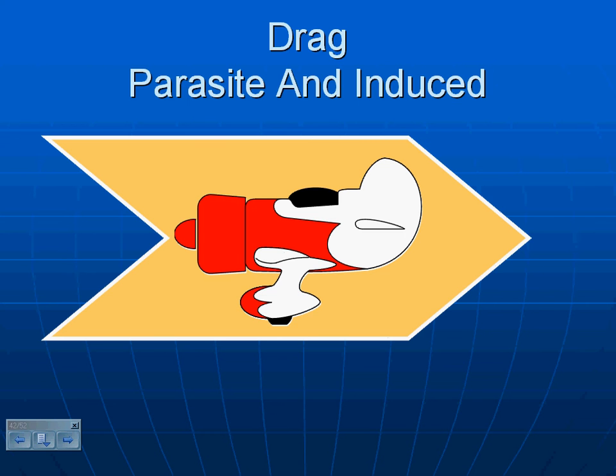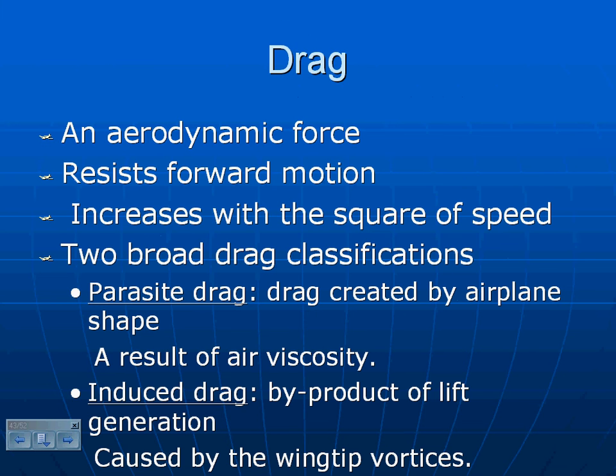Now there's two types of drag we're going to get into: parasite and induced drag. Drag is an aerodynamic force that resists forward motion and increases with the square of the speed. Two broad drag classifications. Parasite drag is simply the drag that's created by the aircraft shape. Basically stuff protruding out and all that kind of stuff, rivets and everything.